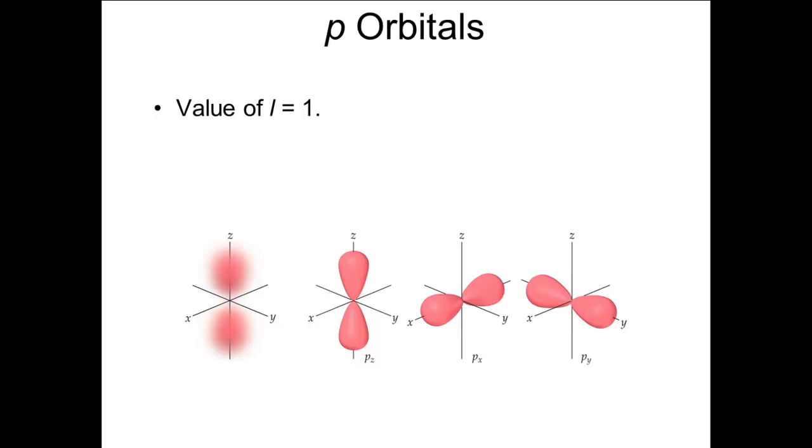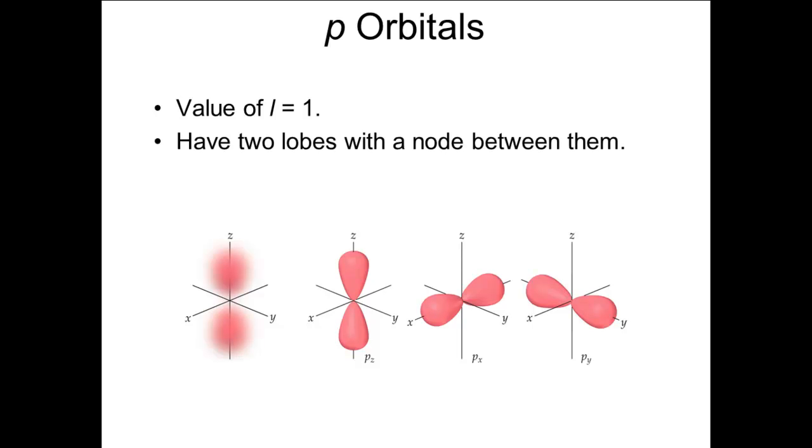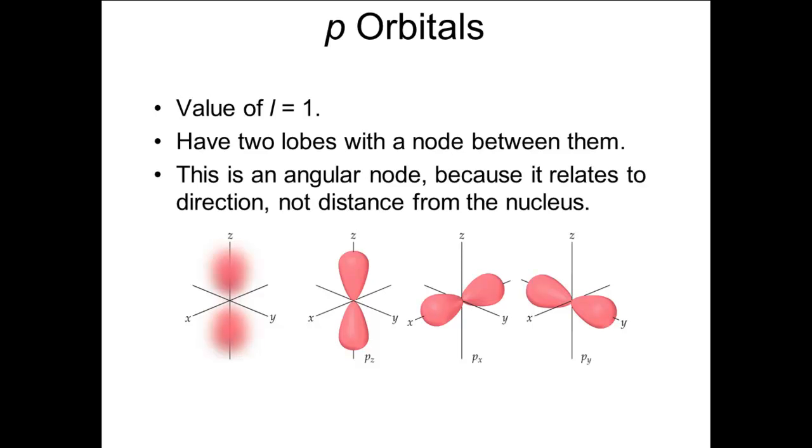For p-type orbitals, the value of L is 1. These orbitals have 2 lobes, regions where there is electron density, with a planar node between them. This is an angular node rather than a radial node. This is because the node is related to a direction or angle from the nucleus, rather than a distance from the nucleus.